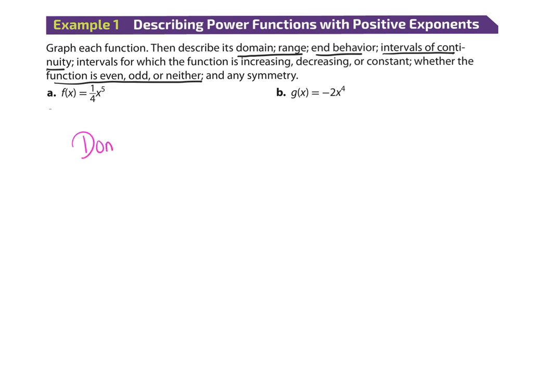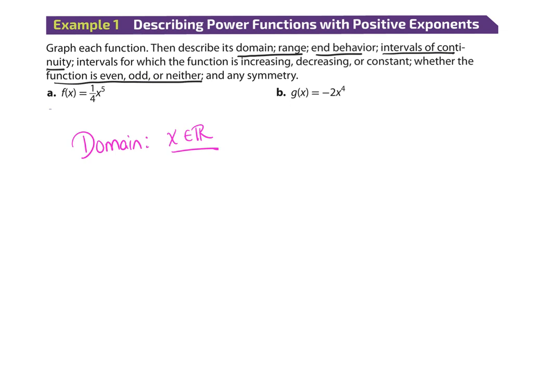Domain. So domain is my x values. Are there any x values that would cause a problem here? 1/4 times x to the 5th. Do I have a radical that I need to worry about? A square root? No. Do I have a denominator? My denominator is actually 1/4, but do I have a variable in the denominator where if I plug something in, it causes a problem? No. So the domain here is all real numbers. My domain is all real numbers, right?